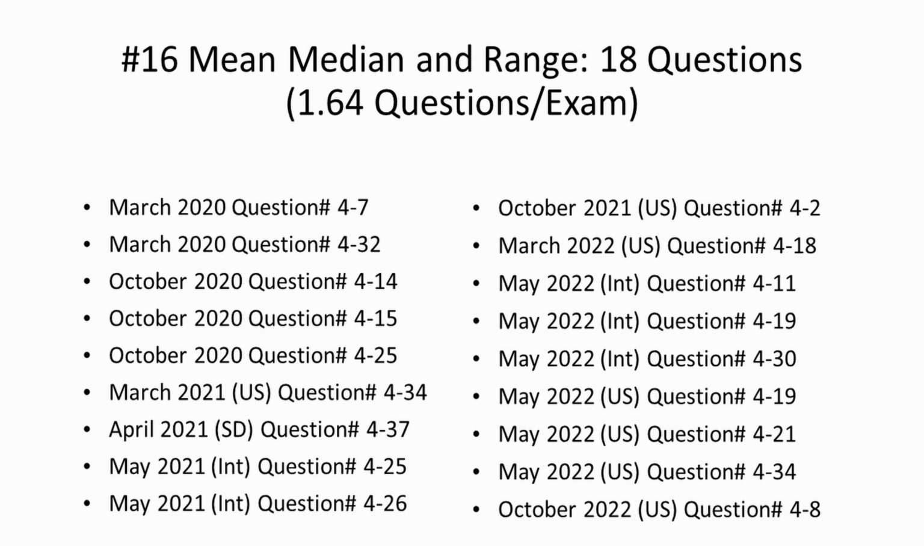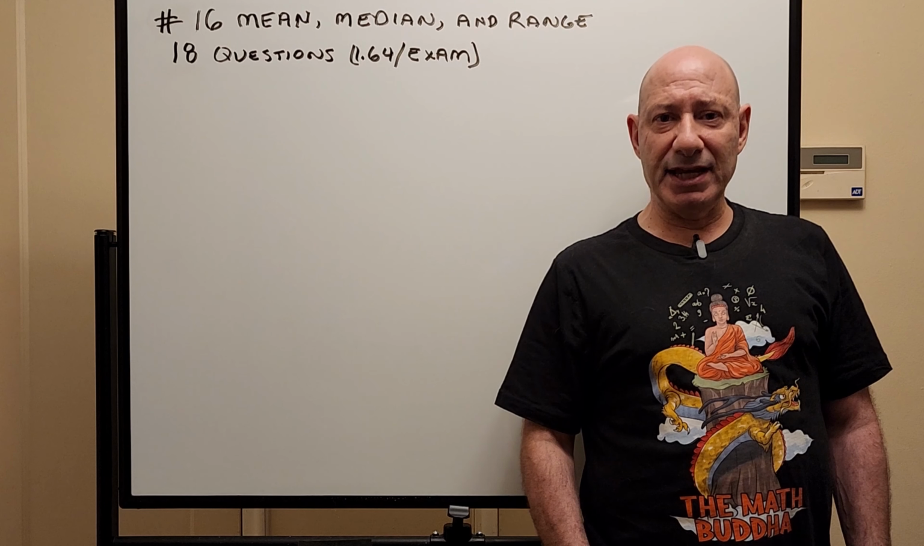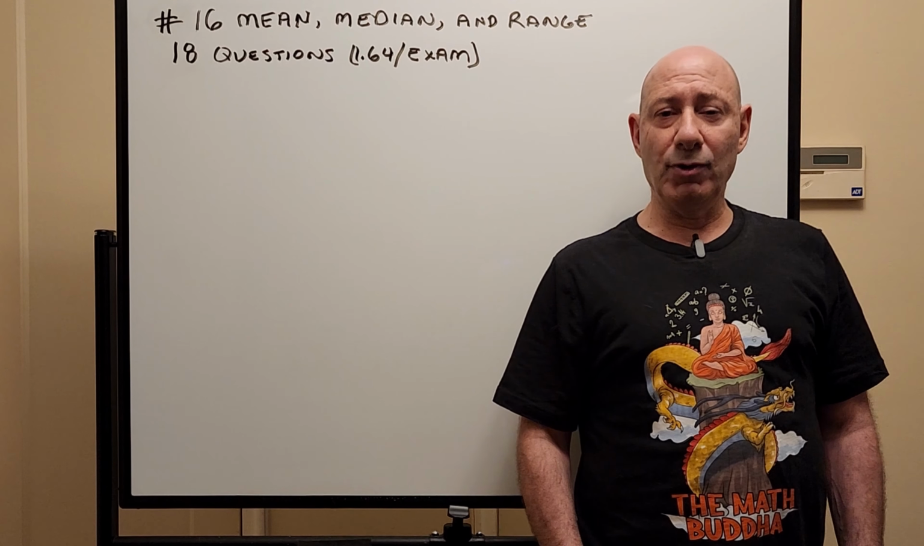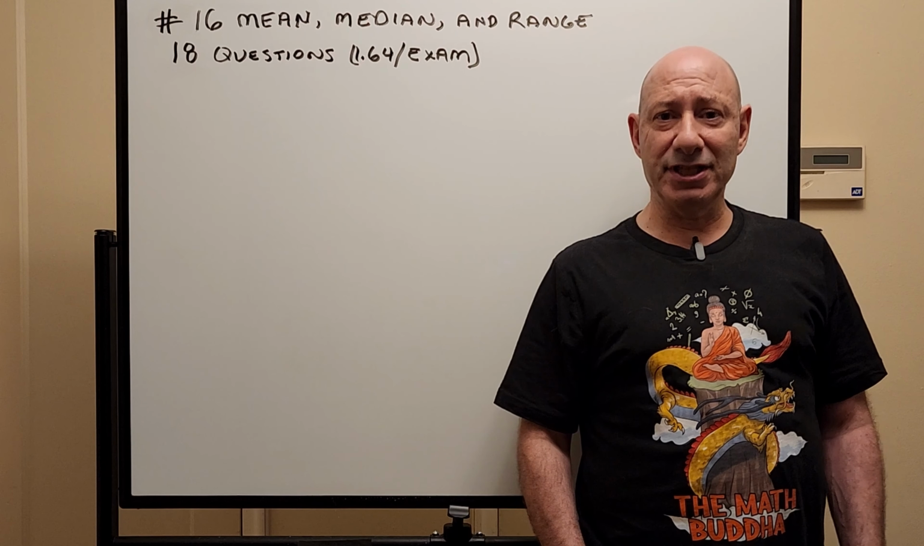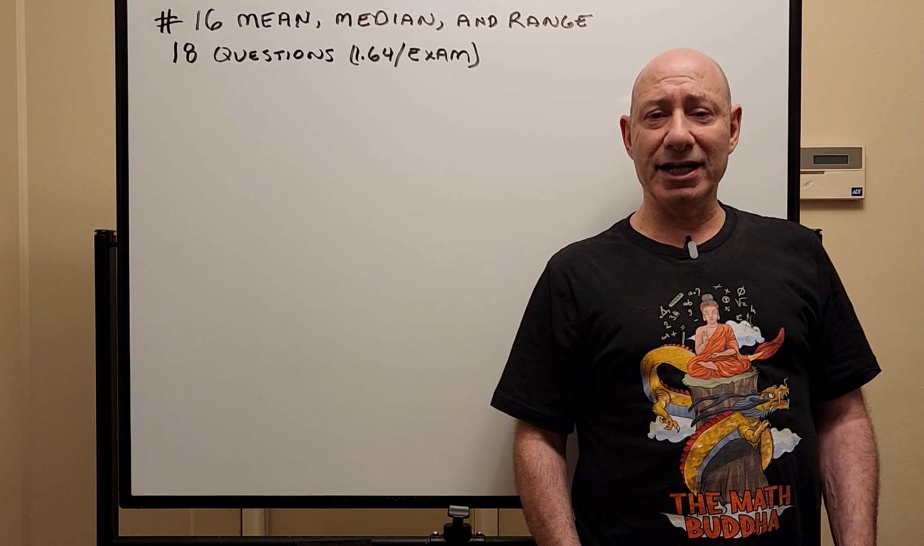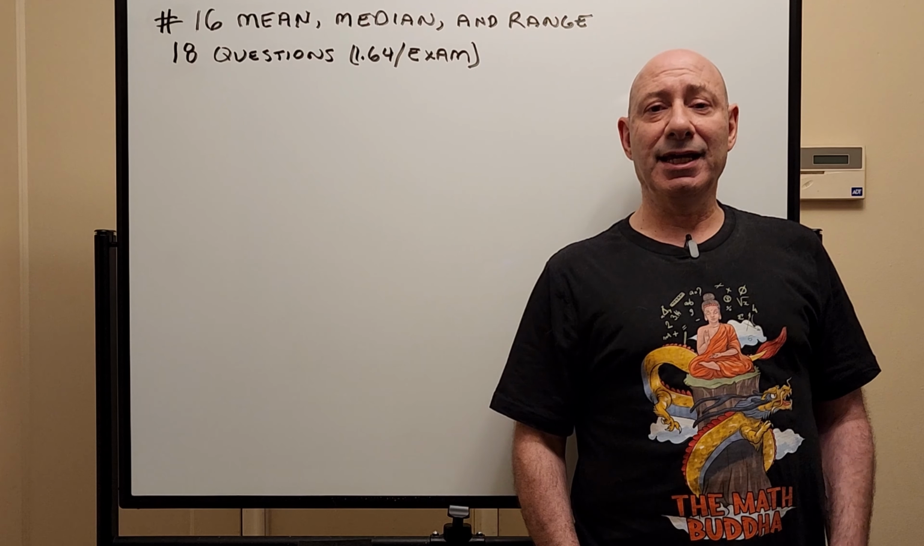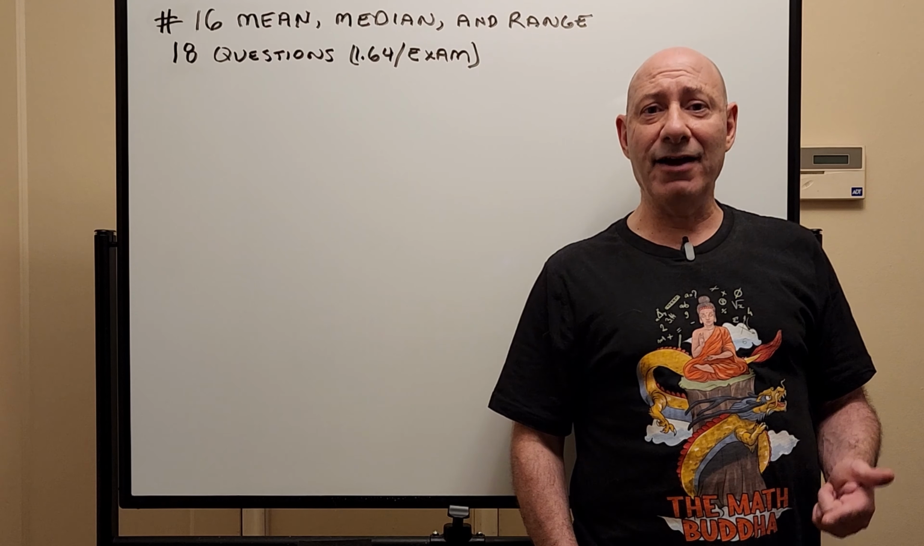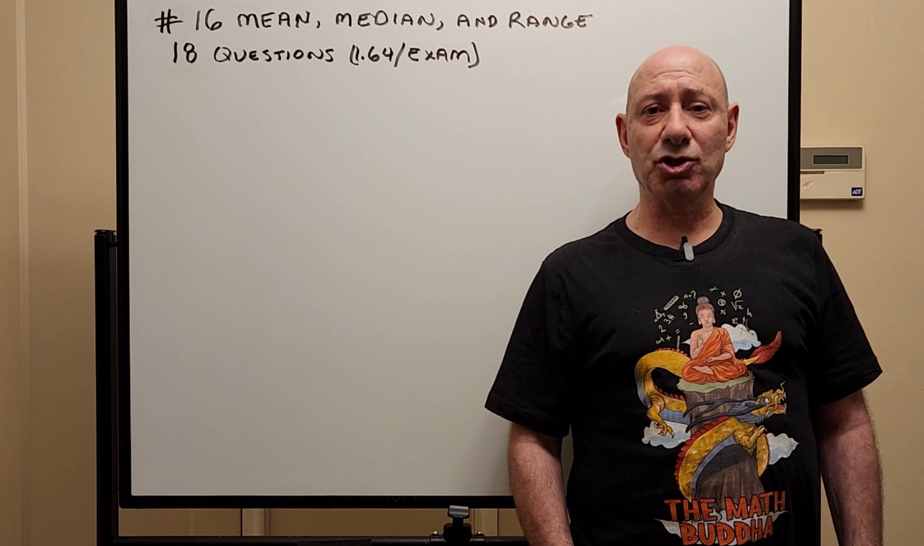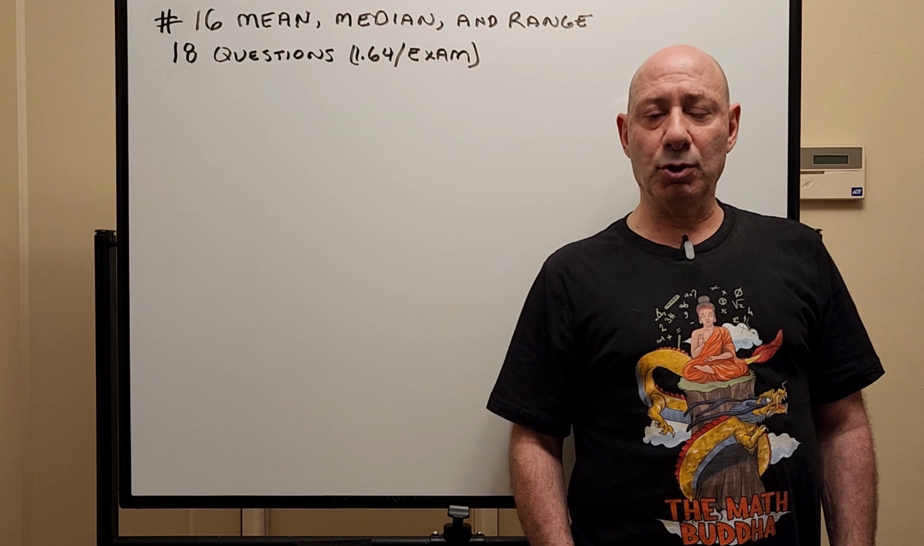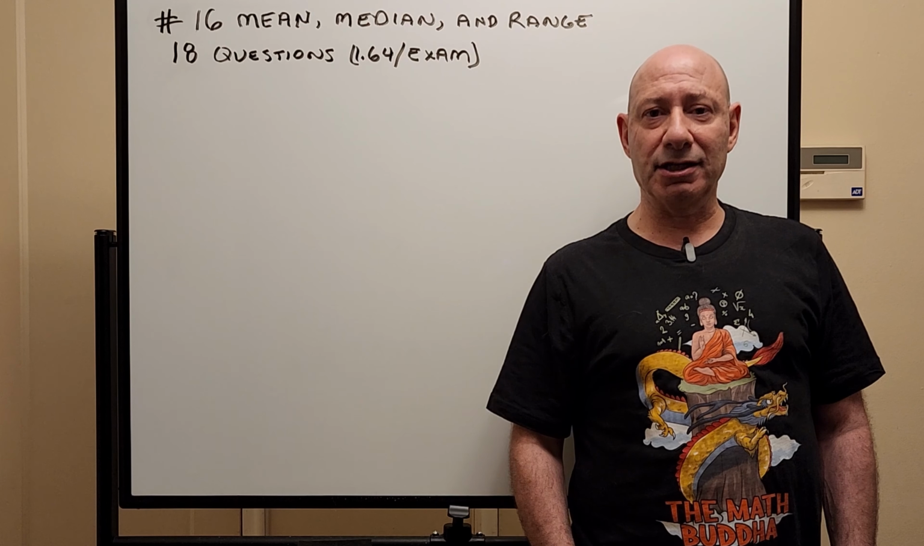At number 16, we have mean, median, and range. I found 18 past SAT questions on this particular subject, which comes out to a very impressive 1.64 questions per exam. Now, median and range come down to pretty much the same task. You have to identify specific points in your data, and I'm going to show you how to identify those specific points in a box plot, a bar graph, a histogram, or a basic chart. I'm also going to show you some cool little tricks that you can use to calculate the mean.